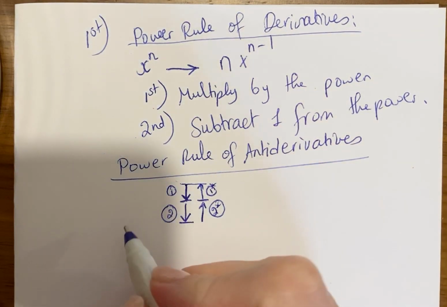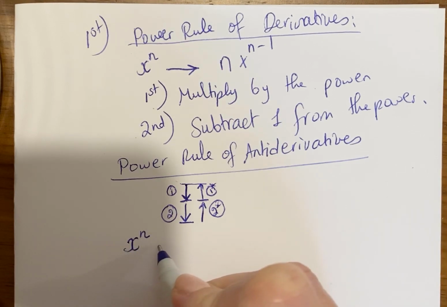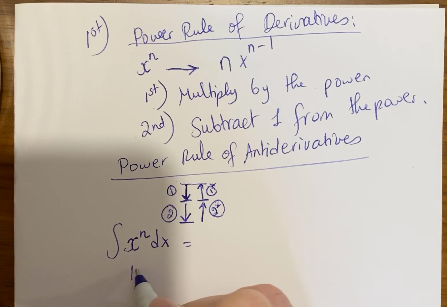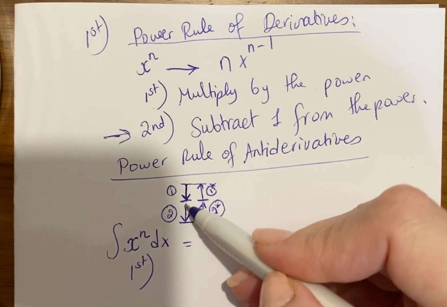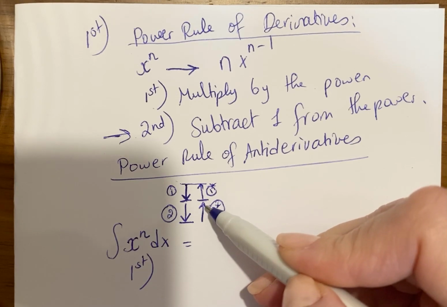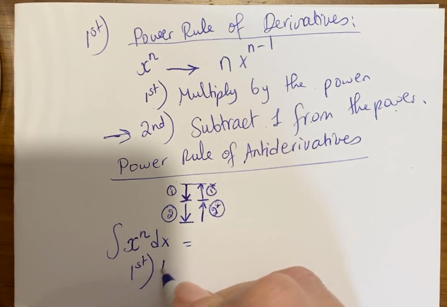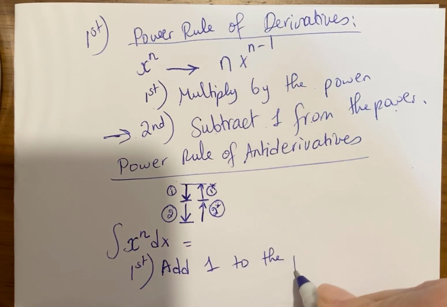So now that's what we're going to do. If we had a power and we wanted the antiderivative of that, what should we do? First, we should undo what we did second. Our second step is what we go back with first. If we subtract 1 from the power, what should we do to undo subtraction? We add 1 to the power.